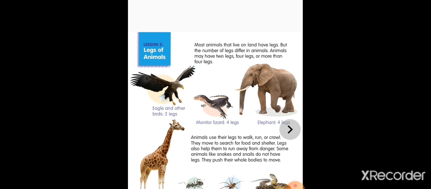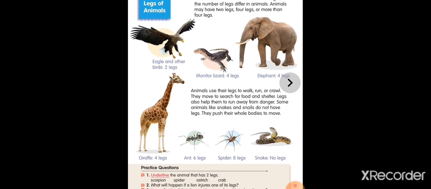Monitor lizard, 4 legs. Elephant, 4 legs. Giraffe, 4 legs. Animals use their legs to walk, run, or crawl. They move to search for food and shelter. Legs also help them to run away from danger. Some animals like snakes and snails do not have legs. They push their whole bodies to move.